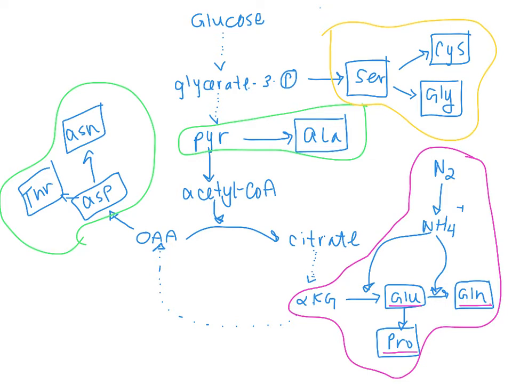Again, here today, we're going to start with N2 from the atmosphere, make it into ammonia or ammonium, and then incorporate it as fast as you possibly can, because the ammonia is really, really toxic. So it needs to be incorporated really quickly into molecules so that it doesn't kill the cell, essentially.